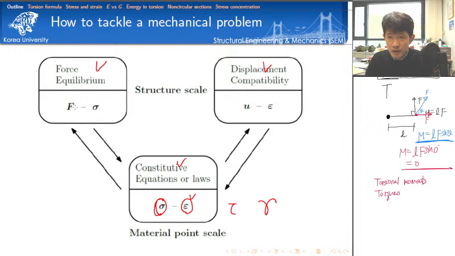And how about here? Instead of force, we have torsional moment, and then tau. And how about here, displacement compatibility? Instead of elongation, we'd like to measure the rotation, the angle of twist, and we want to measure the shear strain. So this is the outline. Let me take a 10-minute break.